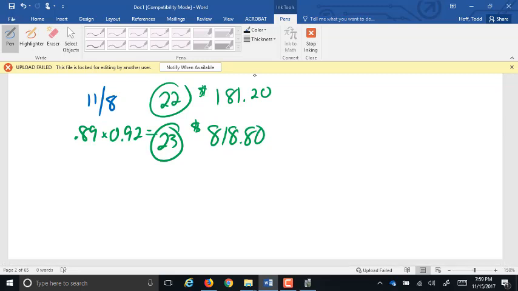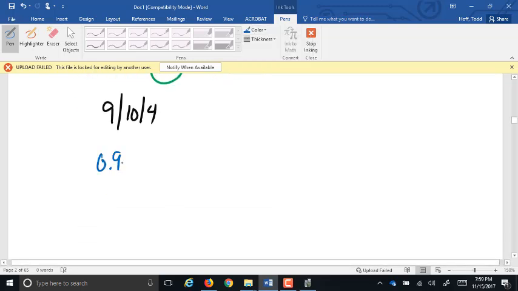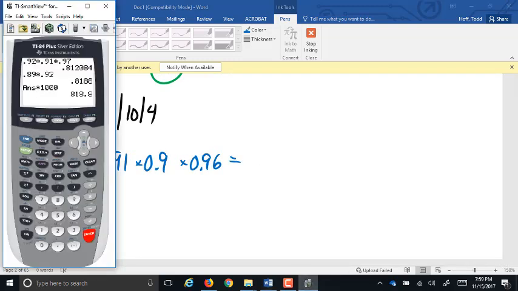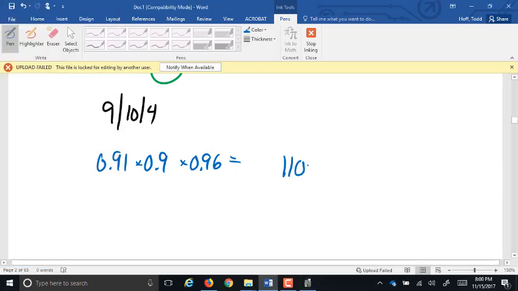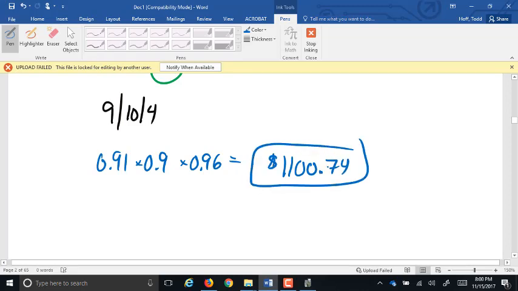Okay, what's that? 21? Yes, number 21, we've got a 9-10-4 discount. So that's going to be 0.91 times 0.9 times 0.96. So multiply that out, 0.91 times 0.9 times 0.96. Then we're going to multiply that times the 1,400. We have 1,100.74, so $1,100.74. Any others? On that page.